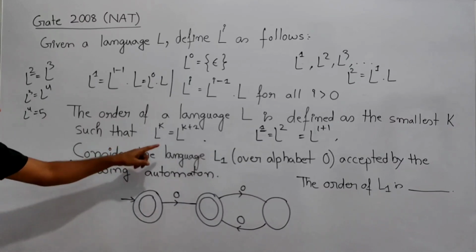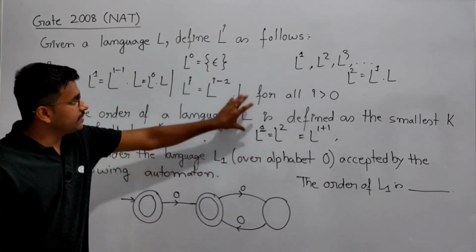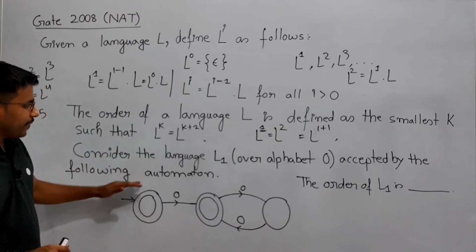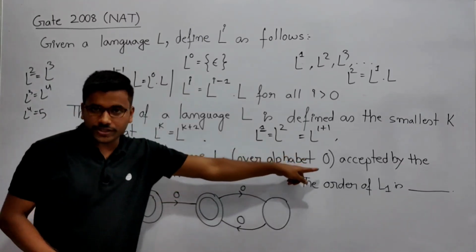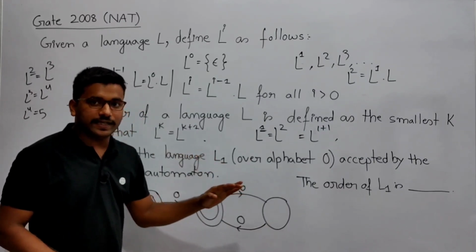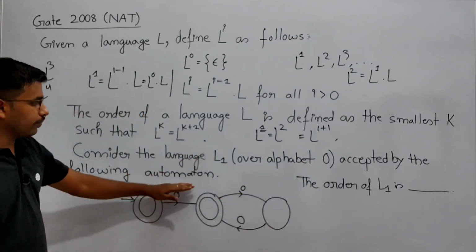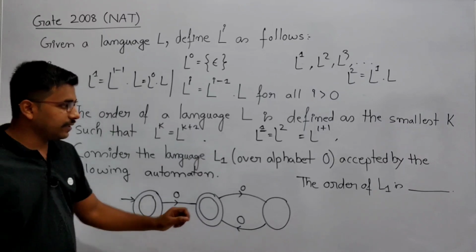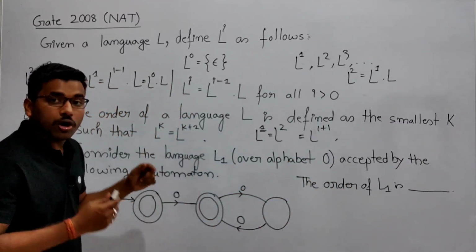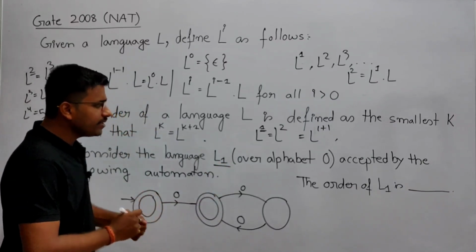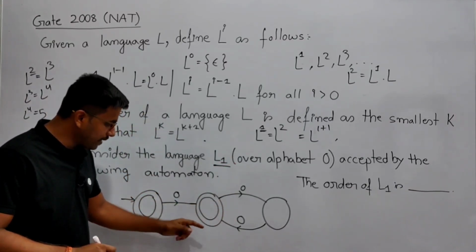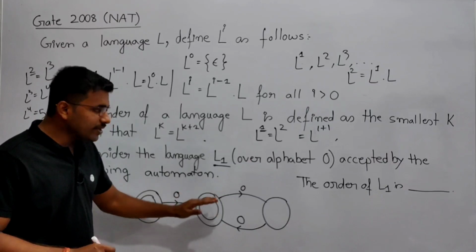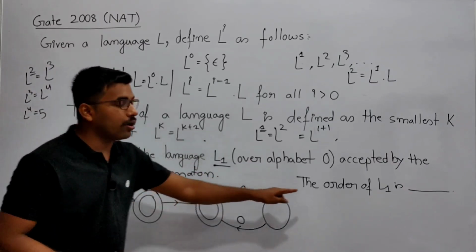Now they are saying, consider the language L1 over the alphabet 0. Till now they have only defined what is Li and what is order. Now they are coming to a language. For L1, sigma contains only 0, and L1 is accepted by the following automaton. They are asking the order of L1. So by seeing this automaton, first we have to find the language accepted by it, which is L1, and then we have to find the order of L1.